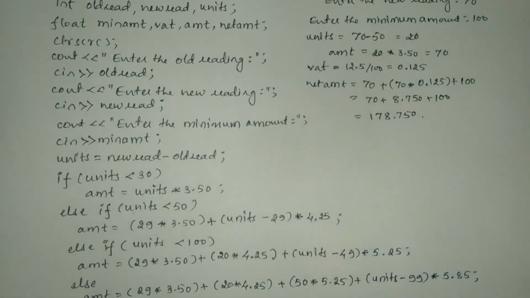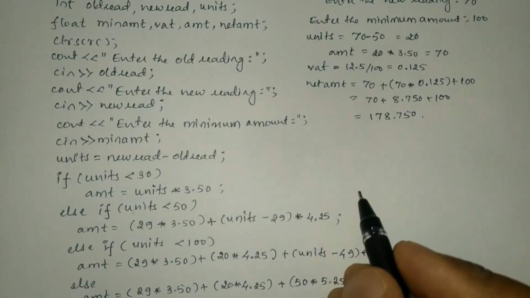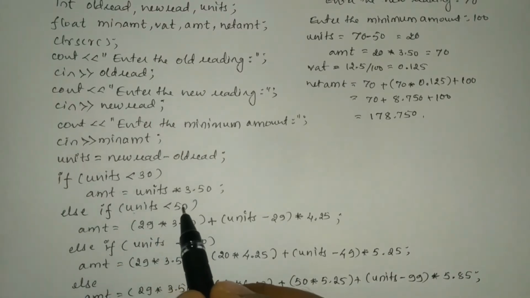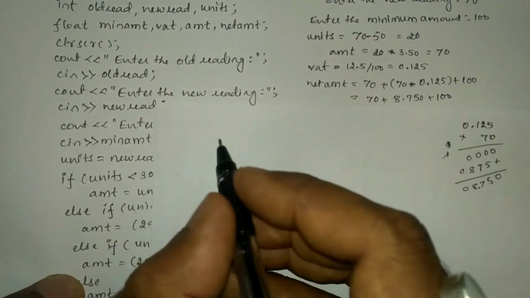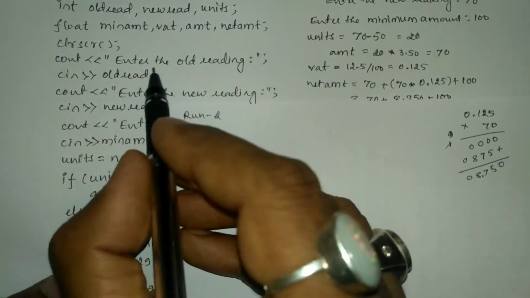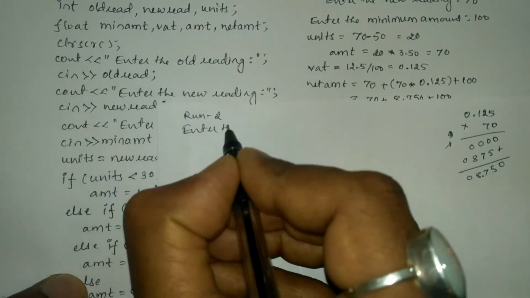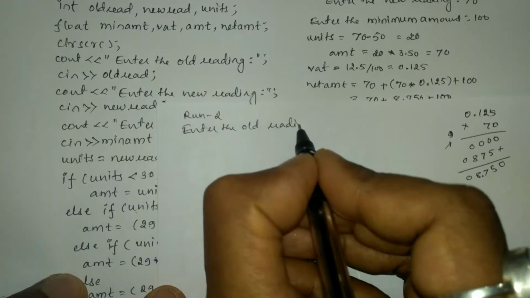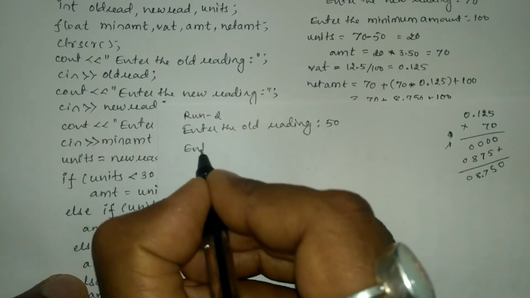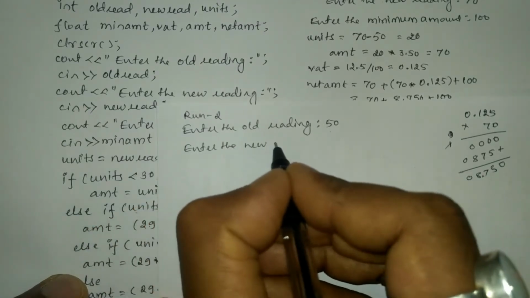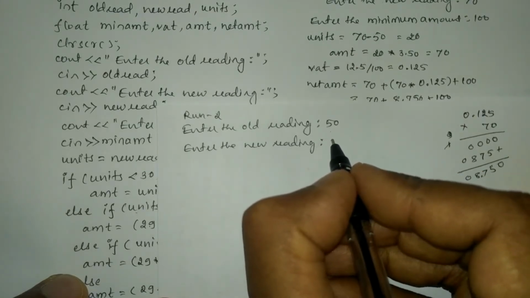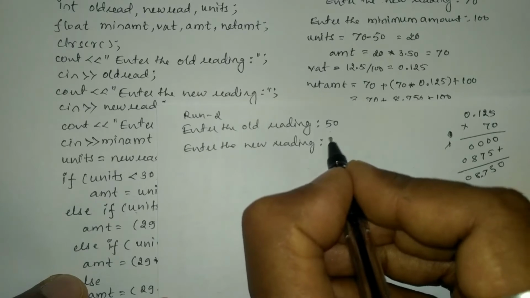So what is going to happen if I run this program so that the units will be greater than 30 and less than 50. So let us take, here I'm going to write run 2. So once again it is going to ask the user to enter the old reading. Here I'm going to write enter the old reading. Now I'm going to enter, for example, 50 only will take. Next it is going to ask the user to enter the new reading. Now I'm going to enter, for example, here I'm going to take 90.